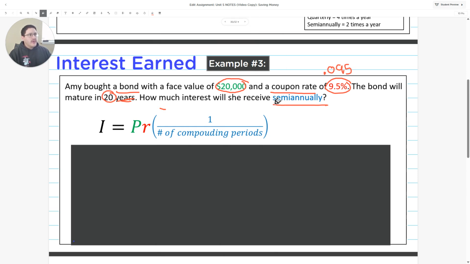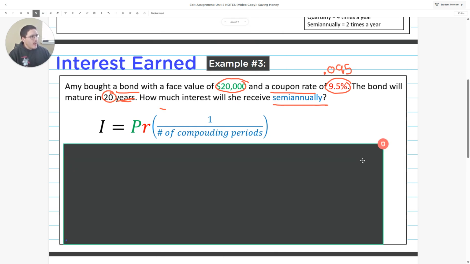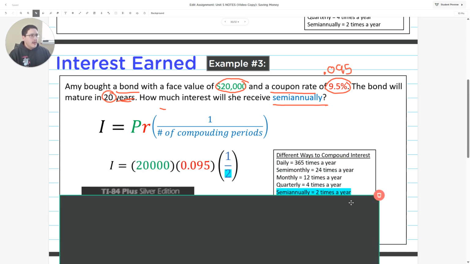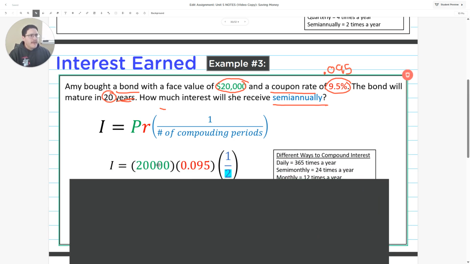Now, how much interest will she receive semi-annually? Well, semi-annually means 2 times a year. Okay? So now, filling in the formula, we don't actually need the 20 years, because we just want to know per compounding period how much interest she will earn each time, semi-annually. So now we have everything filled out. P, again, 20,000. R, 0.095. And then 1 divided by the amount of times she's compounding this bond, which is 2. So 1 divided by 2.